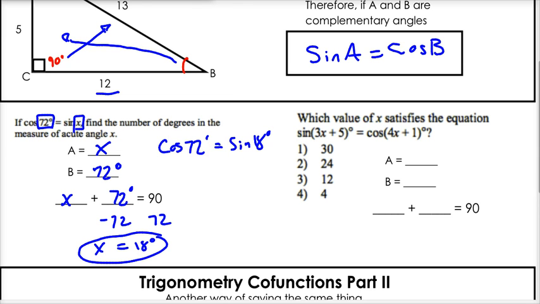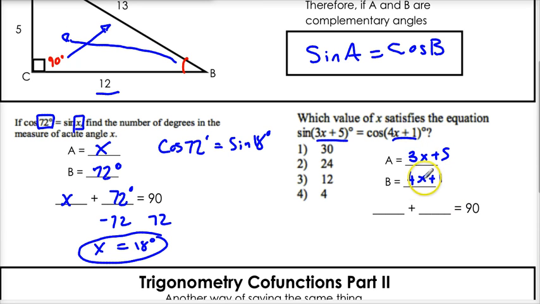All right. Let's try another one. Which value of x satisfies the equation: the sine of 3x plus 5 is equal to the cosine of 4x plus 1? And this is how you do it. The sine of A, which is 3x plus 5, is going to be equal to the cosine of B, and B is 4x plus 1.